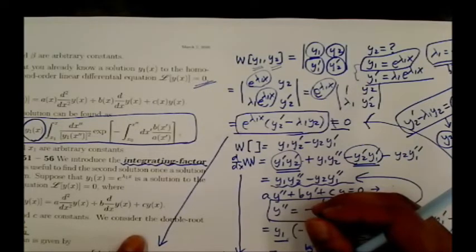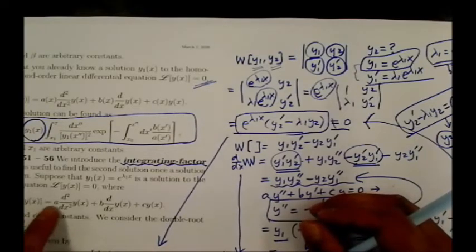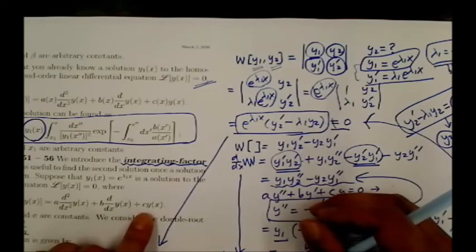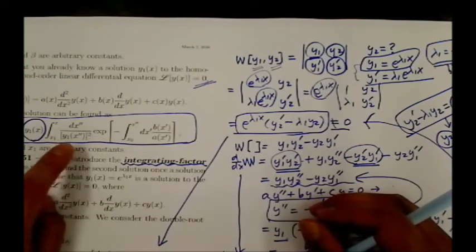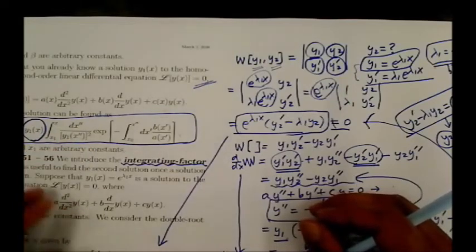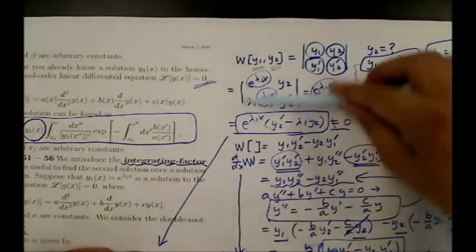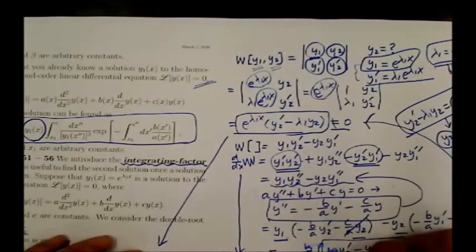But in case a, b, and c are not constants, what happens? What we have to do is make use of this expression. But this expression can be obtained directly from the same method. You can do it by yourself.